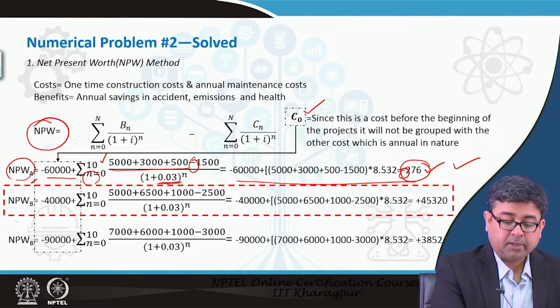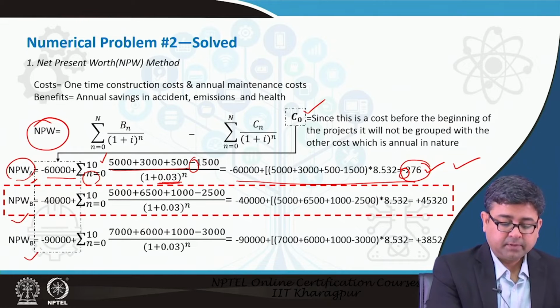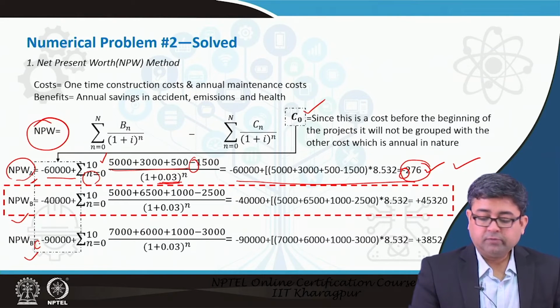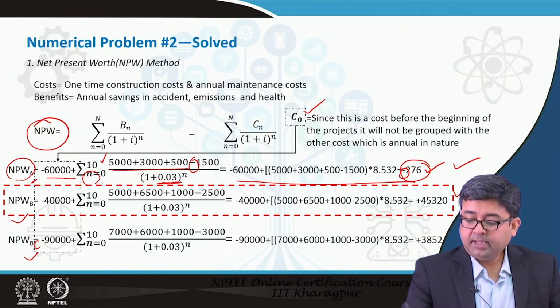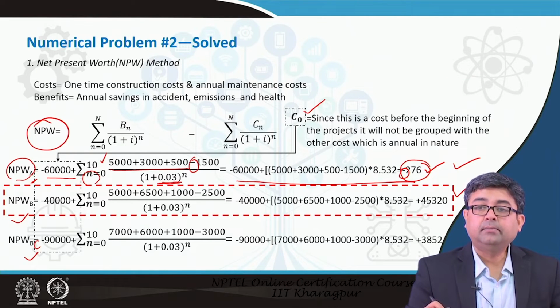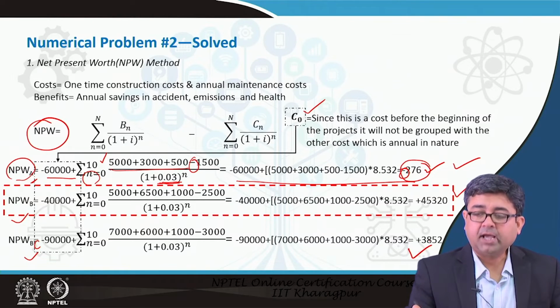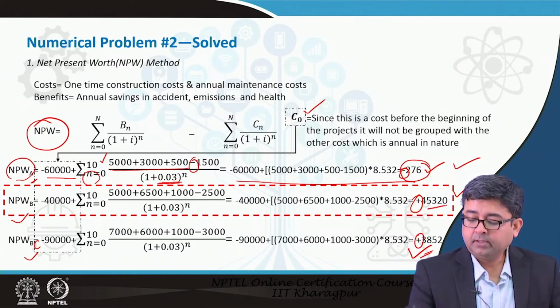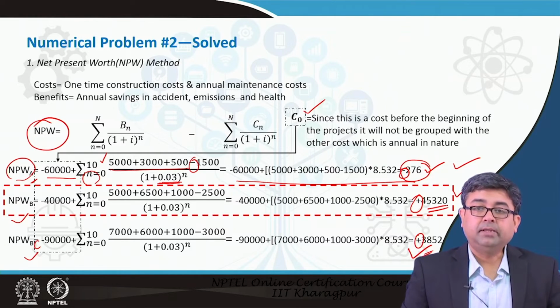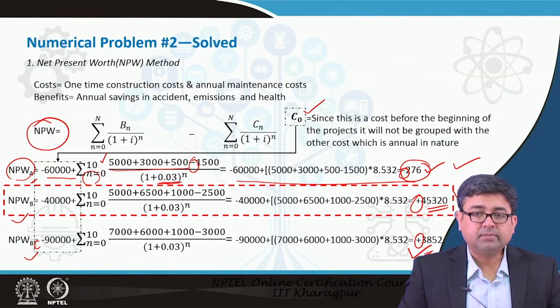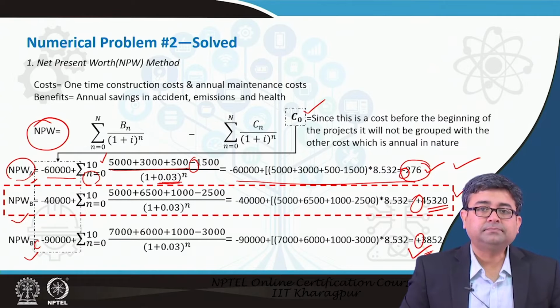Similarly, if you do it for project B and project C, what you will find is that project B has the highest net positive net present worth. Both of them are viable, both of them are positive, but once both of them are positive, which is the higher one? It is project B. So, you can select project B for investment purposes. You would be confident that if I implement project B, I would get maximum returns on my investment.